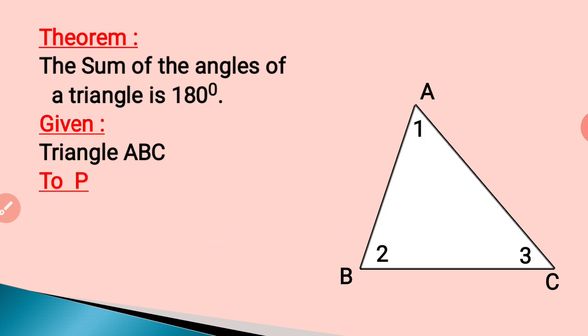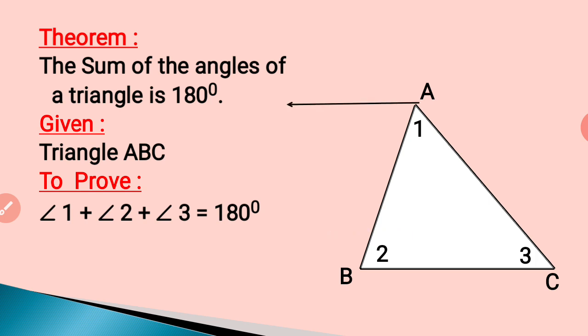We have numbered all the three angles for our convenience. So now angle A becomes angle 1, B becomes 2 and C becomes 3. So we have to prove that angle 1 plus 2 plus 3 equals 180 degrees. When we convert the names into numbers, things become easy for us. So this change from alphabet to number is only done for our convenience.